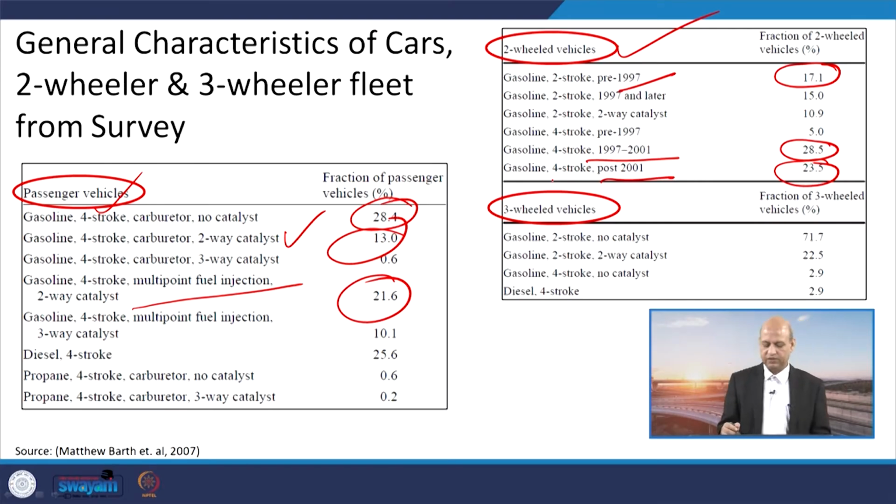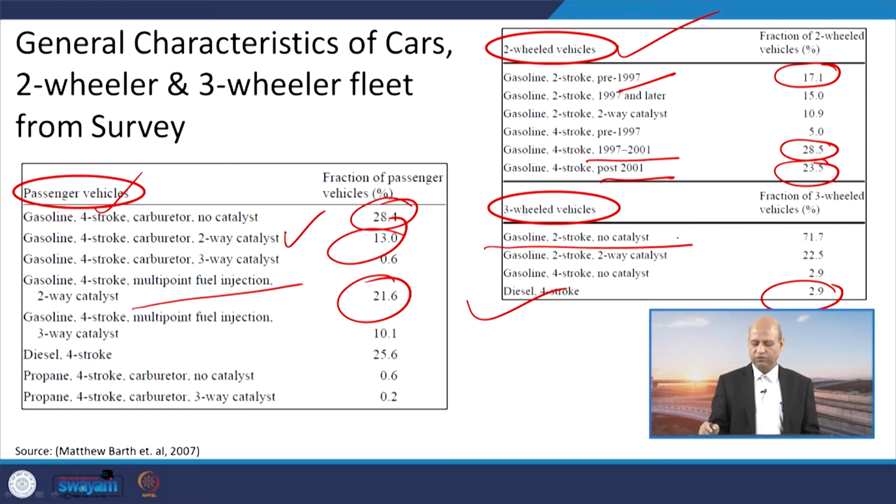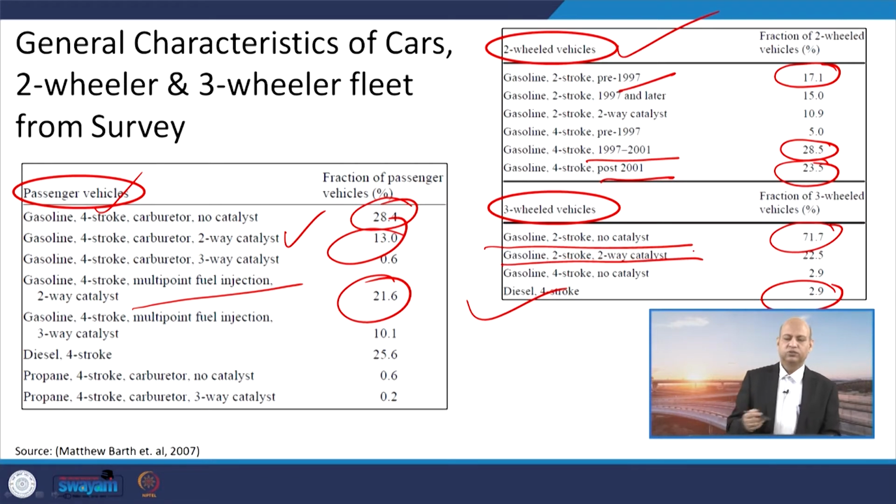Okay. Three-wheeled vehicles, gasoline based or diesel based, all those populations were counted. Diesel based were very few, around 3% or so. Mostly gasoline 2-stroke without catalyst, around 72%, and approximately 22.5% was 2-stroke with a two-way catalyst. So different technologies, different categories of vehicles and different fuel categories like gasoline and diesel were calculated, so that the estimations of the emissions of different pollutants may be realistic.